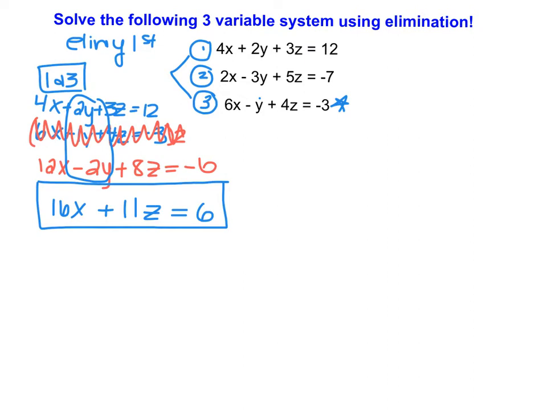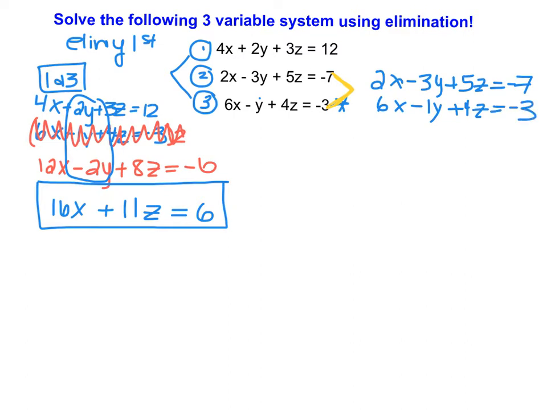Now I need to pair up two more equations. I'm still going to use equation 3, and this time I'm going to pair it up with equation 2. So here I have 2x minus 3y plus 5z is equal to negative 7. And then my second equation is equation 3, and I have 6x minus 1y plus 4z is equal to negative 3.